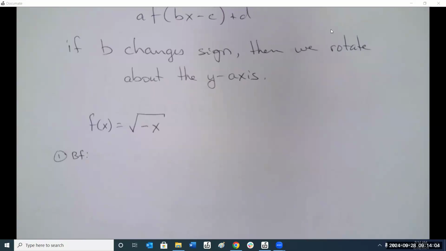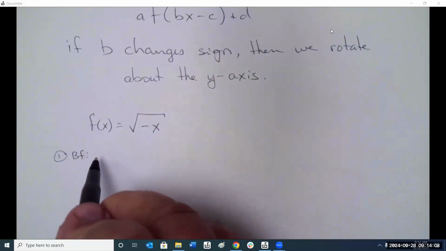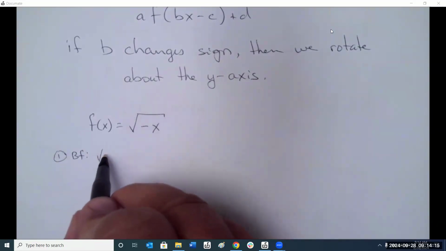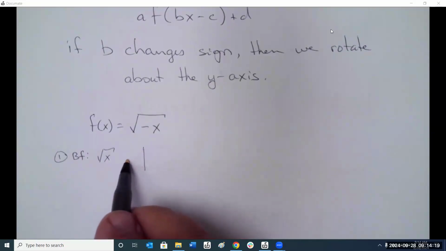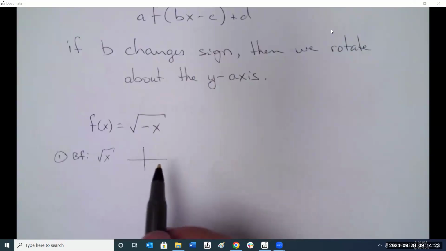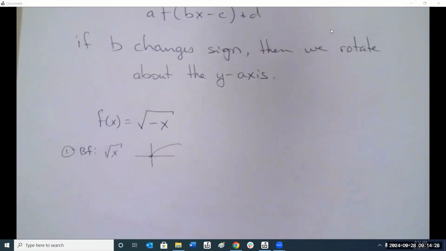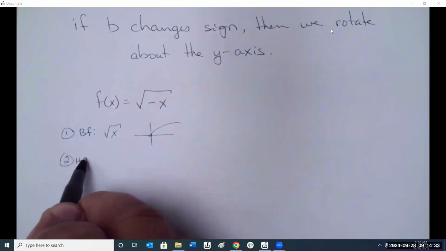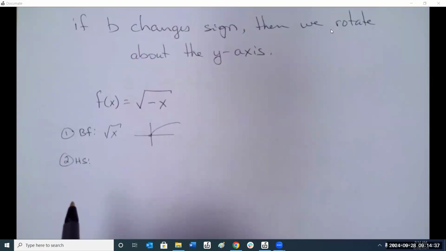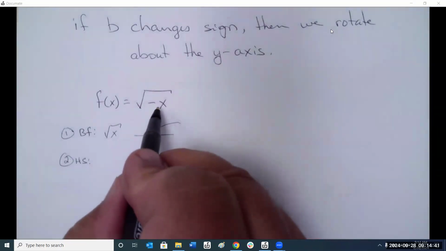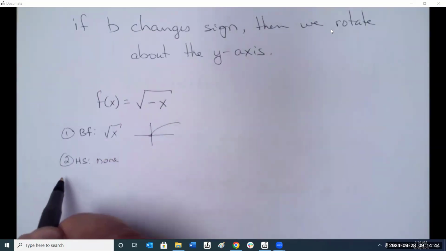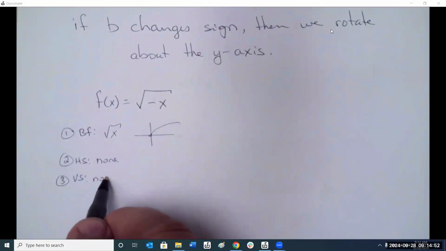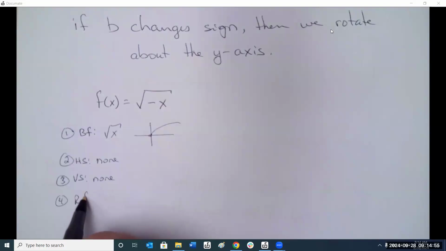What's the basic function of this one? I don't see an x squared in there. There's a square root. What's the graph look like? We've done enough of these. You guys should just know it by heart. Is there a horizontal shift? Is there anything added or subtracted to x inside the radical? None. Is there a vertical shift? No, because there's nothing plus or minus behind it.